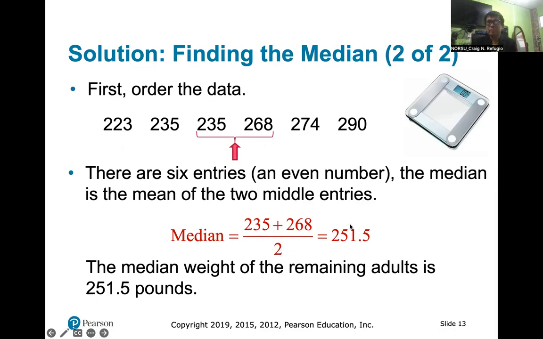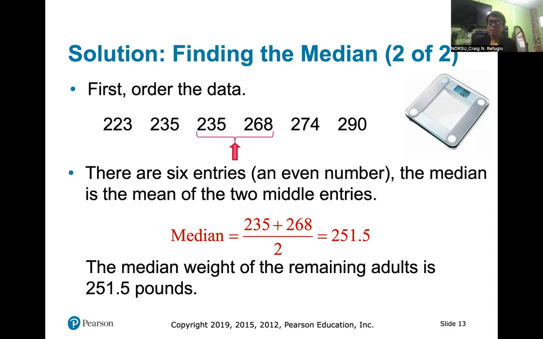So we have 251.5. If the division is exact, then you can use equality. If the division is not exact, then you are going to use approximation. So the interpretation there: the median weight of the remaining adults is 251.5 pounds.